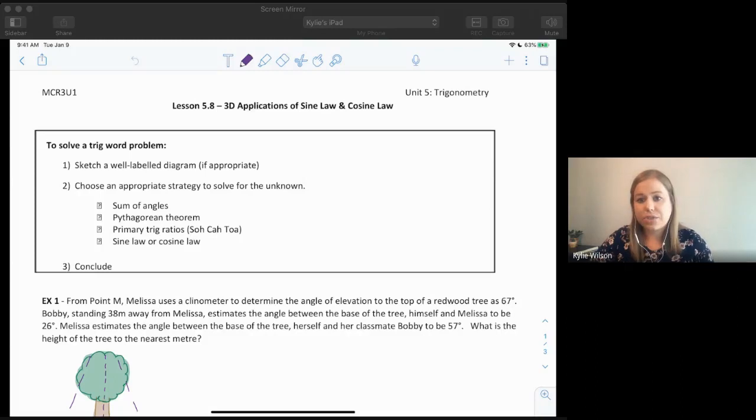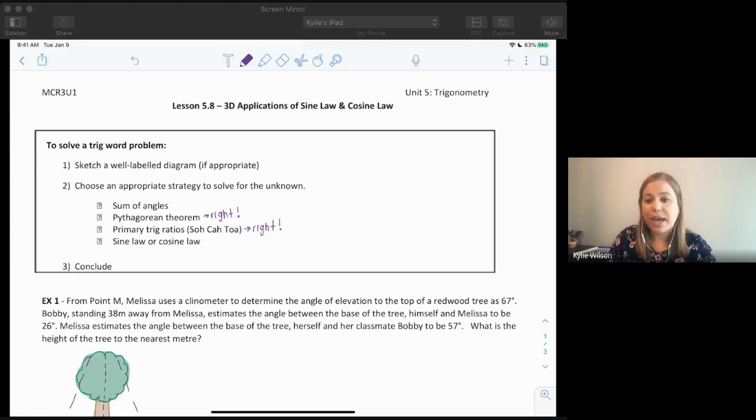Next, we're going to choose an appropriate strategy to use. So all of our trig strategies are fair game here. So we could be using our sum of our angles. So remember that all of our angles in a triangle add up to 180 degrees. We can also use the Pythagorean theorem. So remember that this is only for right triangles. We could also use SOHCAHTOA. Remember that is also for right triangles too. And then we have sine law or cosine law.